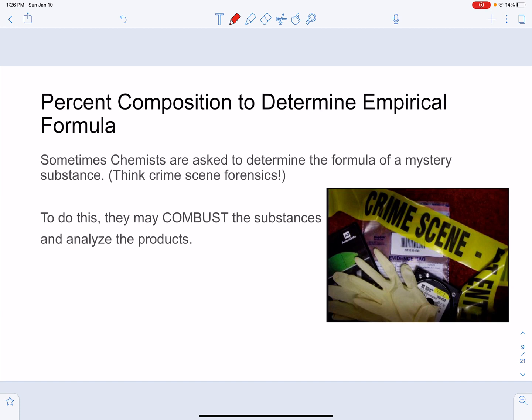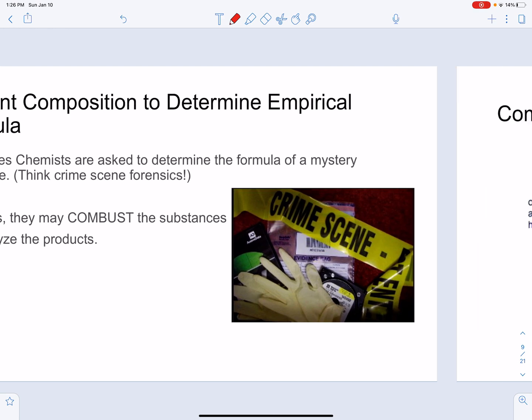Okay, I'm going to pause the video here, and I'll continue the video when we talk about using percent composition to determine empirical formulas.